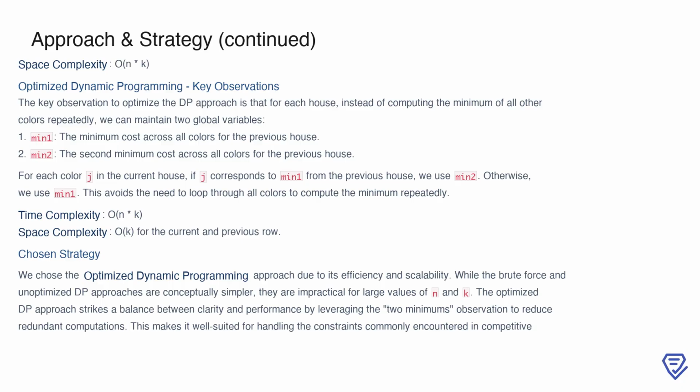With this optimization, the approach becomes both efficient and scalable. Given the constraints of the problem, this is the strategy we chose to implement. It balances clarity and performance by leveraging the observation about maintaining the two smallest costs, enabling us to optimize the redundant computations seen in the unoptimized DP approach.